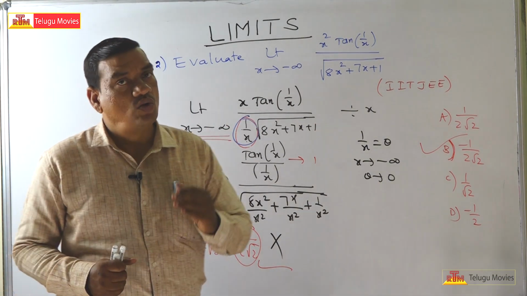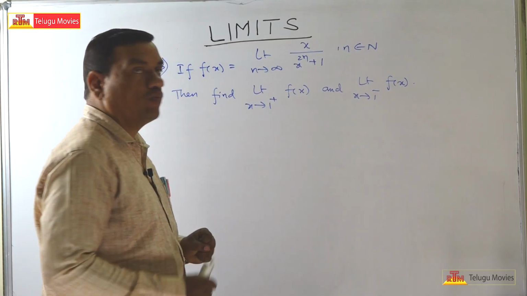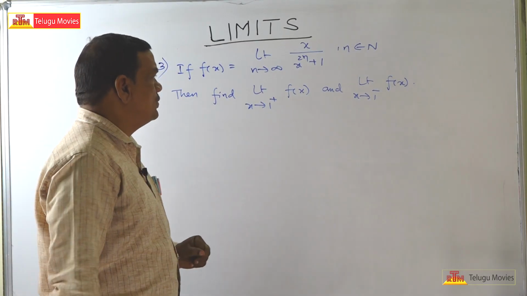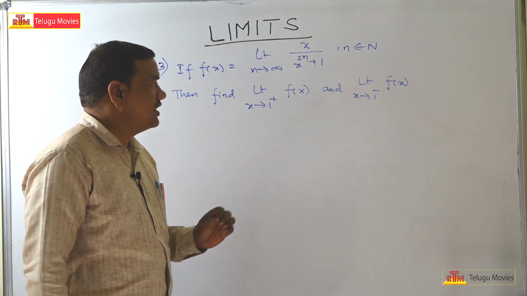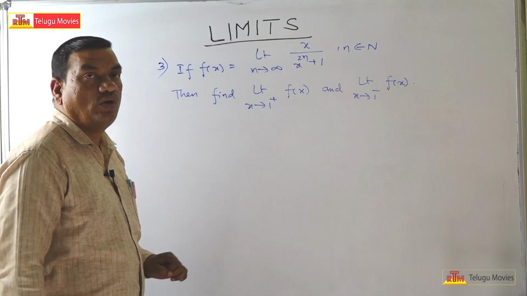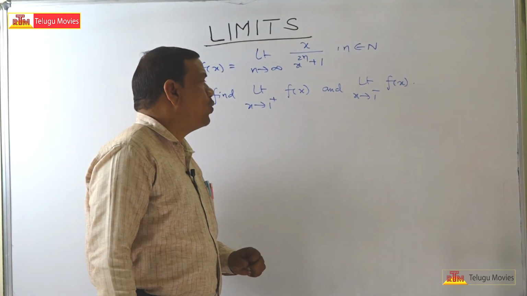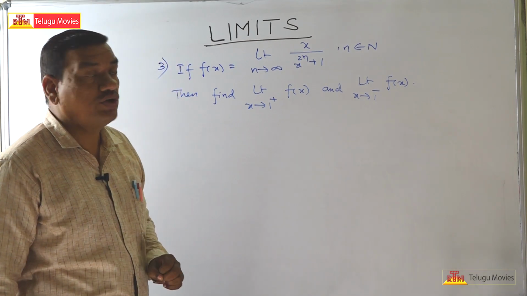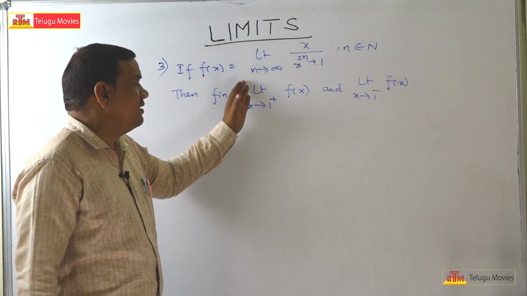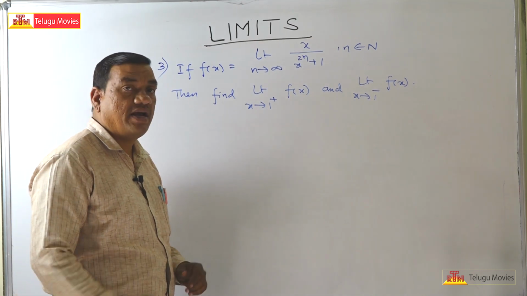So let us see one more problem. Welcome to one more problem. This is also a very nice problem. Generally students make mistakes. If f of x is equal to limit n tends to infinity x upon x power 2n plus 1, where n belongs to natural numbers, then find limit x tends to 1 plus f of x and limit x tends to 1 minus f of x.